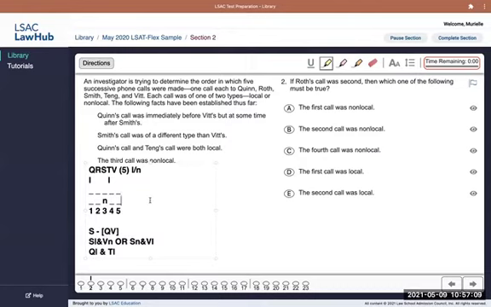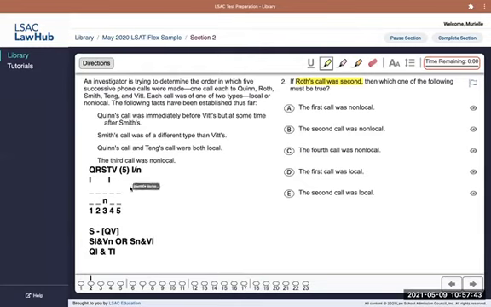This question 2 here was, how do you deduce local, non-local from information that is just about the sequence? In this case, we get a question specific condition for question 2. It just tells us that this call, Roth's, which up until this point is kind of a wild card, we don't know anything about R. R isn't mentioned in the rules. But now we're told that Roth's call is second.